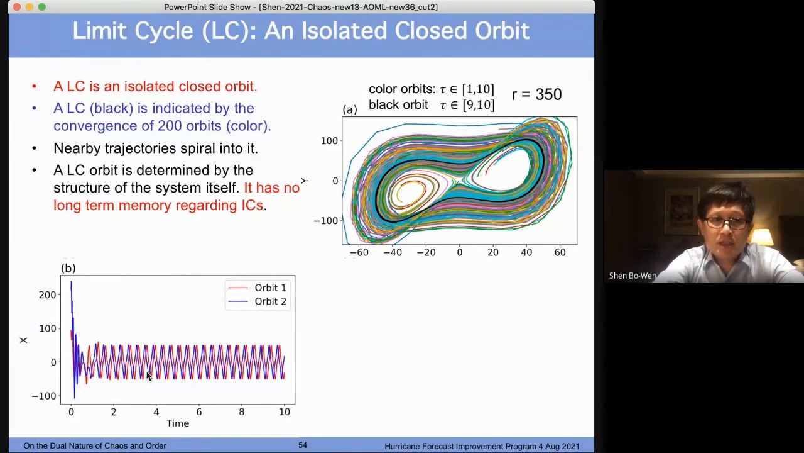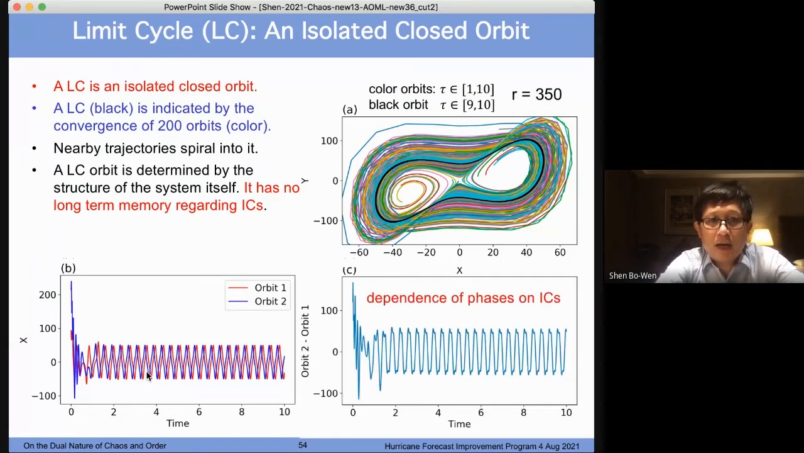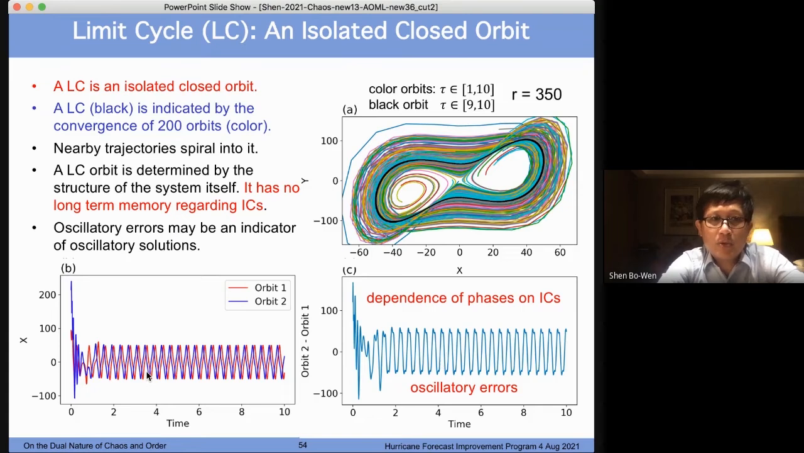However, these two solutions still display differences in their phases. As a result of the dependence of phases on initial conditions, we obtain oscillatory errors if one of them is the true solution. A message from this analysis is that when we analyze real-world data, oscillatory errors may be an indicator for oscillatory solutions.